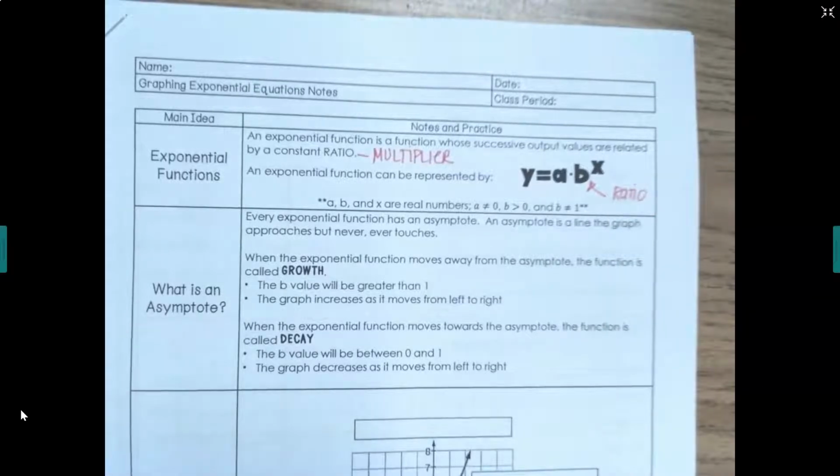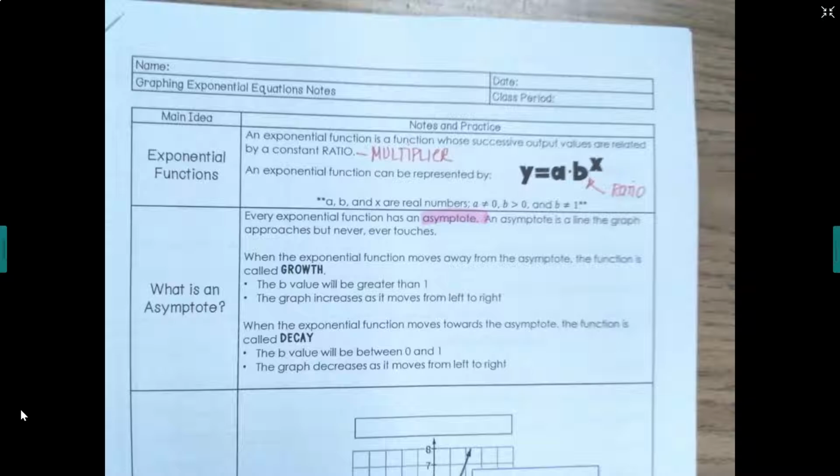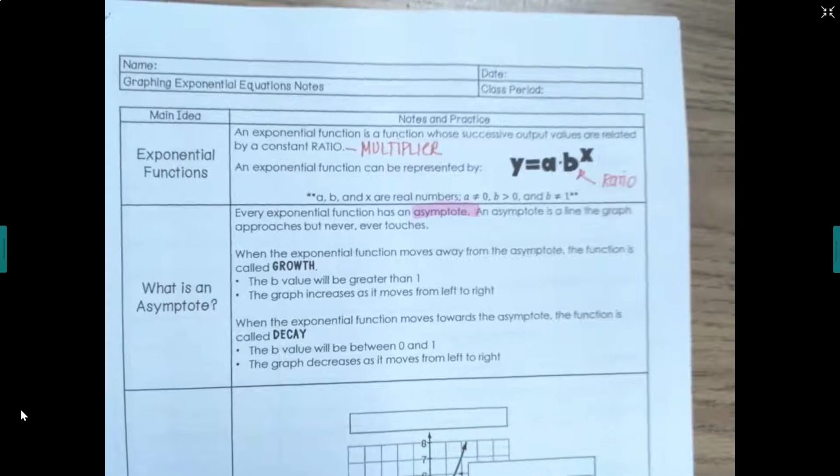All right, now, when we're talking about our exponential functions, an exponential function has something called an asymptote. It's one of my favorite math words. Asymptote, right here. An asymptote is a line that the graph will approach, but it will never ever touch. It's going to get really, really close to this point, but it's never going to touch it. Okay? And so that's going to be an important part of a feature of a graph that we'll have to learn about.